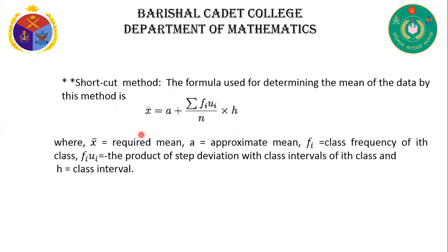Where x bar is the required mean, A is the approximate mean, fi is the class frequency of the ith class, fi ui is the product of the frequency with the step deviation of the ith class, and h is the class interval.